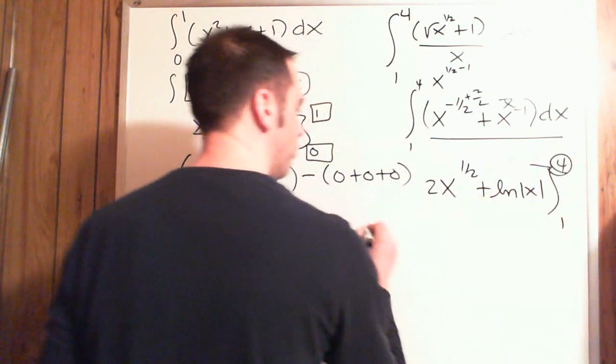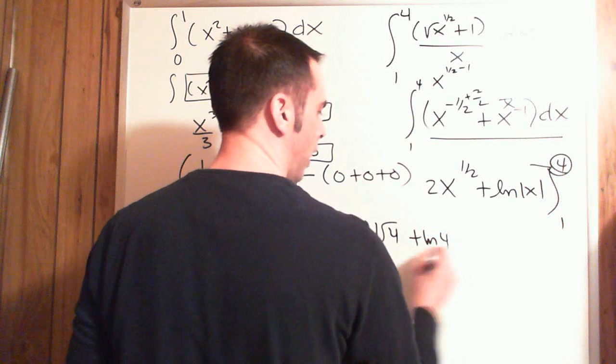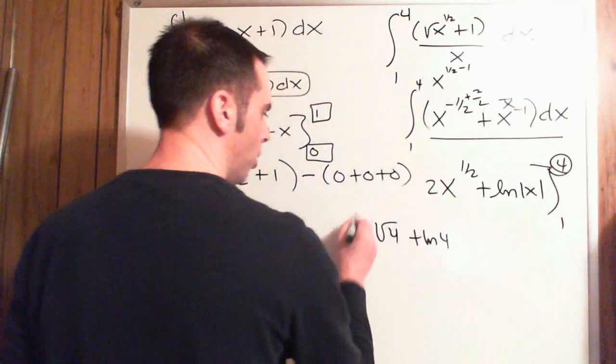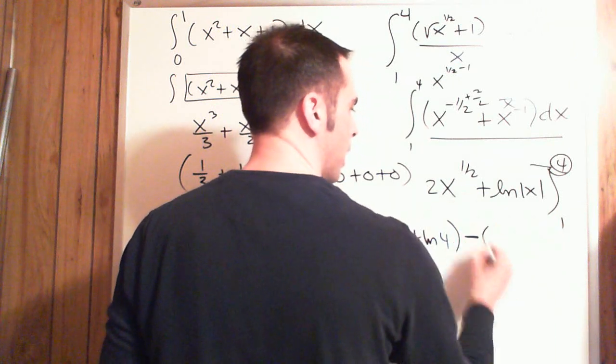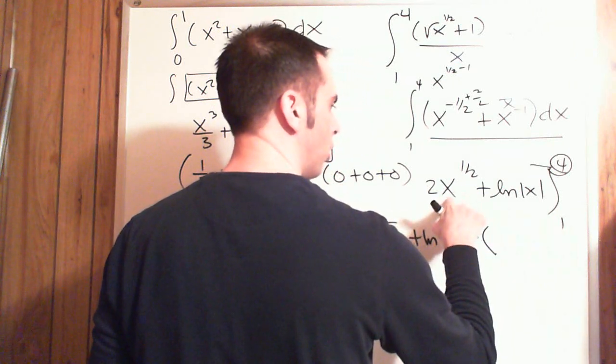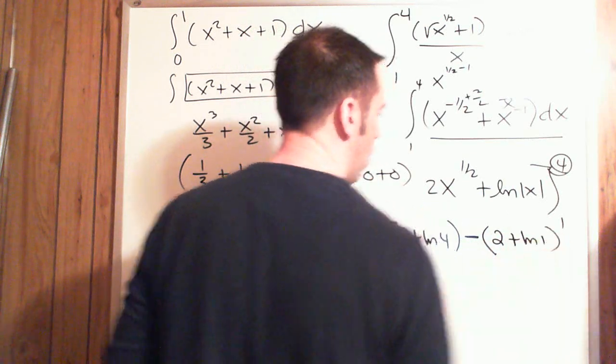So I'll put the 4 in first and get 2 times the square root of 4 plus the ln of 4, and the absolute value of 4 is 4, minus, and this is the important part, minus, 1 goes into here: the square root of 1 is 1, times 2 is 2, plus the ln of 1.